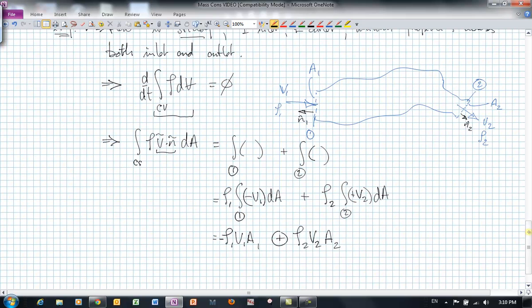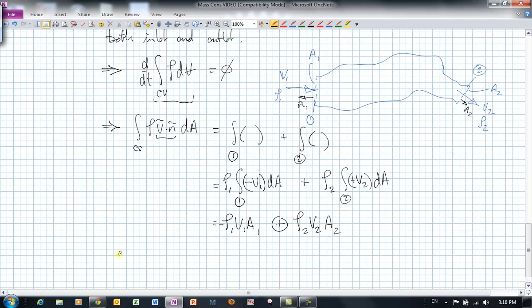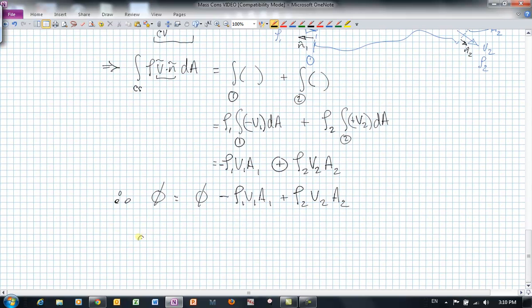So putting it all together then, what I've got is 0 is equal to 0 minus rho 1 V1 A1 plus rho 2 V2 A2, or rho 1 V1 A1 is equal to rho 2 V2 A2. The form that we're used to seeing for continuity is in fact recovered.